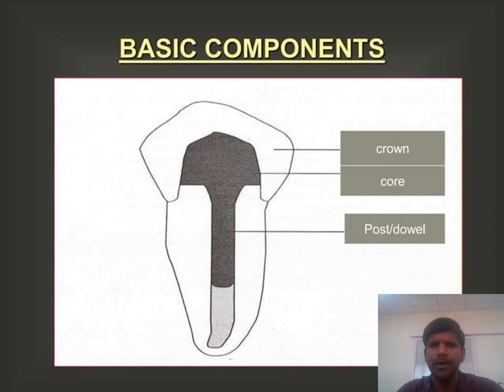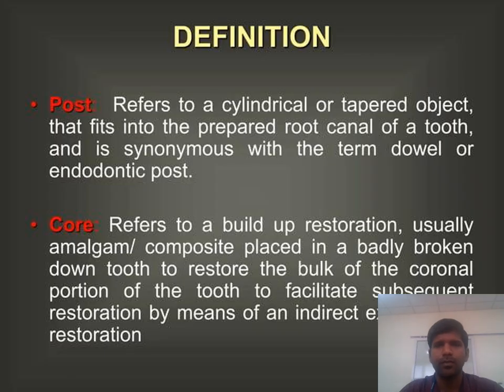Coming to the basic components, we see the crown, which is the outermost protective cap structure, and inside the crown, in order to support the central part of the crown, we have the core, and like post, the dowel is seen. Coming to the definition, post refers to a cylindrical or tapered object that fits into the prepared root canal of a tooth and is synonymous with the term dowel or endodontic post.